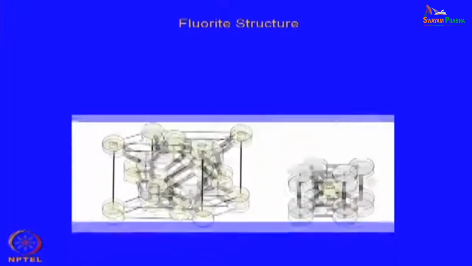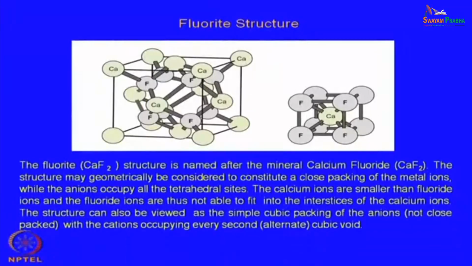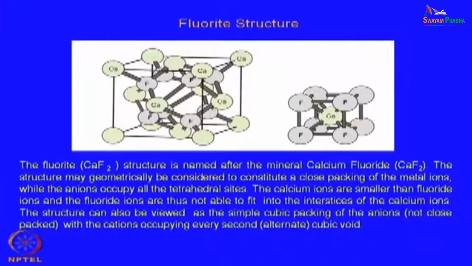Once again, just like the sodium chloride structure is called the rock salt structure, fluorite is also a mineralogical name of calcium fluoride, CaF2. Okay. So, the fluorite structure can also be described more or less in the same fashion. Of course, the unit cell is a little complex, but one can discuss it more or less following the same principle.